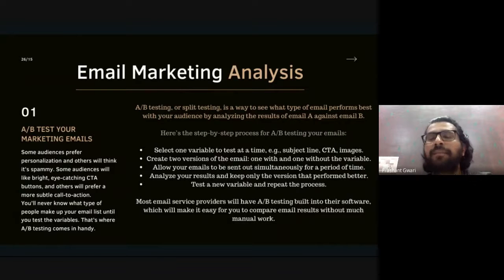Like, the first time I chose a variable, the variable was subject line. Next time my variable is CTA. Third time my variable was image. Fourth time my variable was description. So you can choose a different variable for each test, and that's how you can find out which email marketing campaign is doing better for your business.